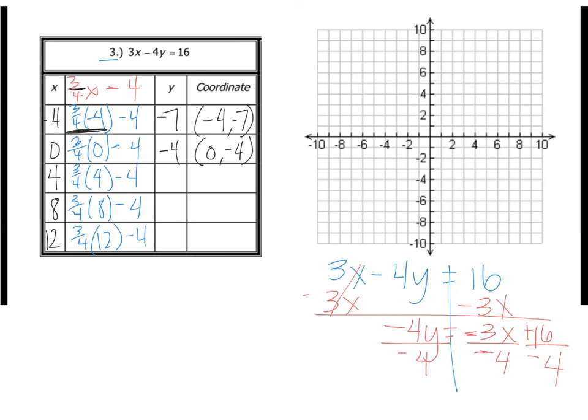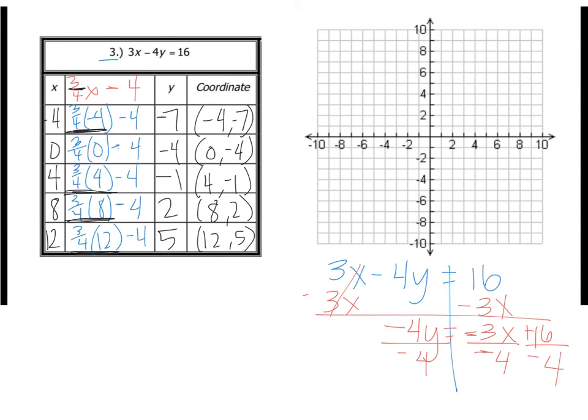4 times 3 is 12. 12 divided by 4 is 3. So 3 minus 4 is negative 1. So 4, negative 1. 8 times 3 is 24. Divided by 4 is 6. So now I have 6 minus 4, which is 2. So 8, 2. And then 12 times 3 is 36. 36 divided by 4 is 9. So 9 minus 4 is 5. So I have 12, 5.